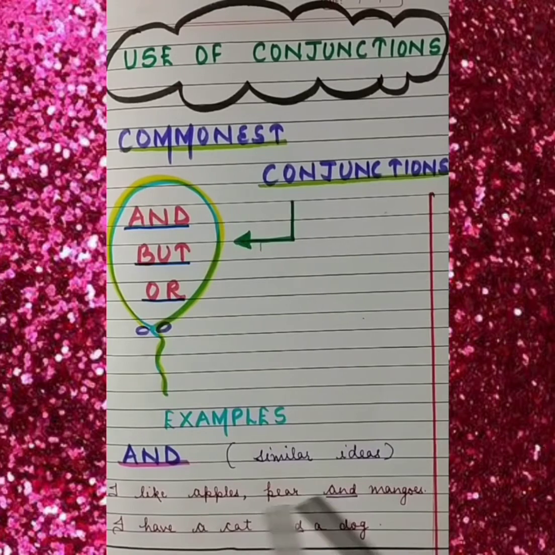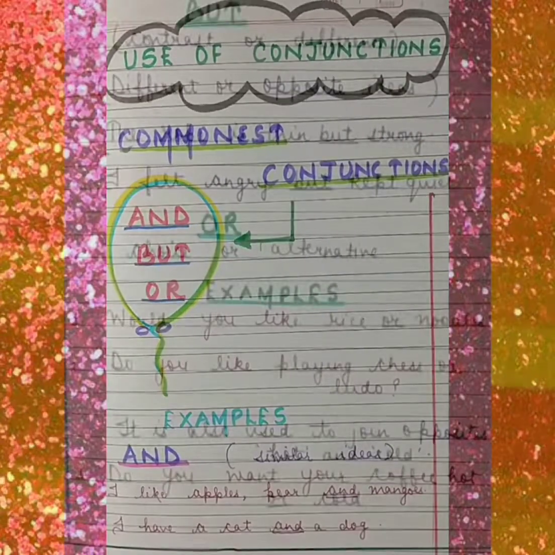In the same way, I have a cat and a dog. These have similar ideas and are not opposite in meaning. Both are names of animals, a cat and a dog.